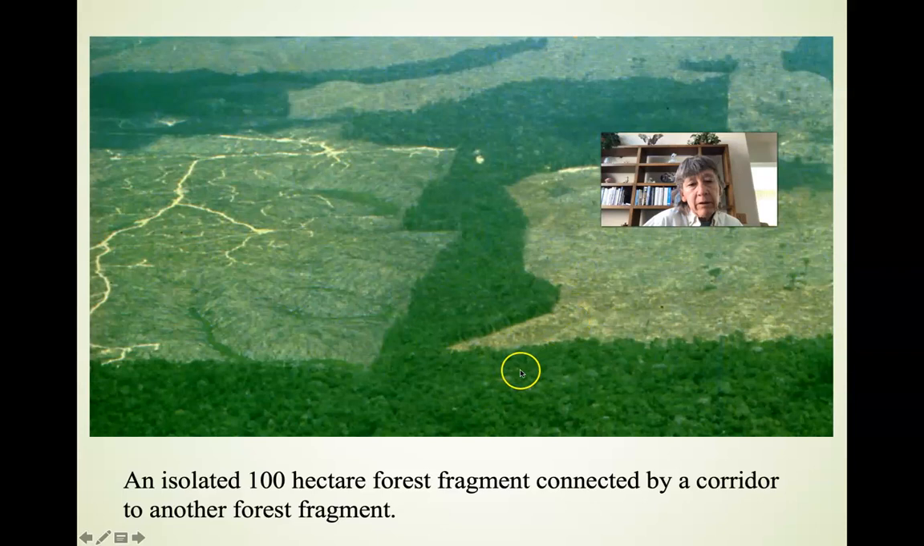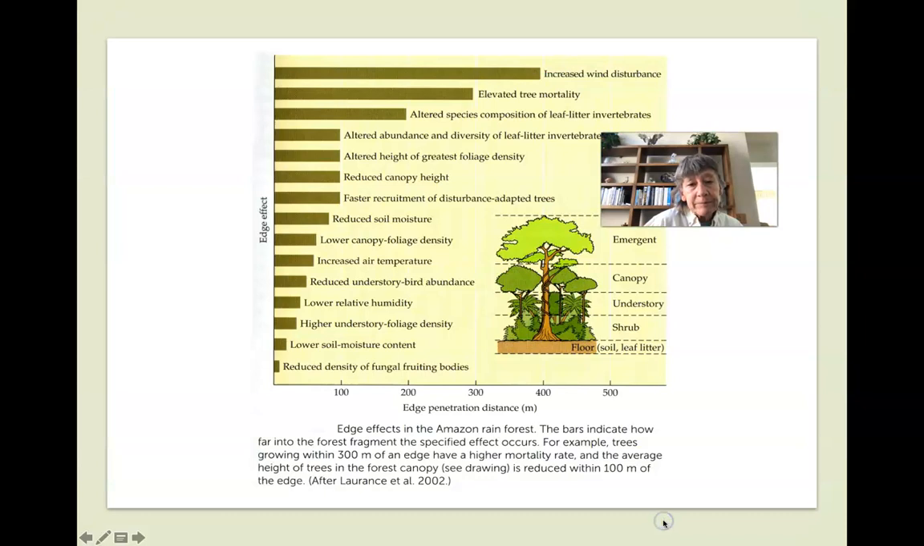The other thing he talked about in his study was what happens if you have a small island of forest connected to a larger island of forest by a corridor. One of the things he found there was that extinction rates would go down if you had a corridor, because if one species went extinct in the small island of forest, then species from the larger island of forest could use the corridor to recolonize.